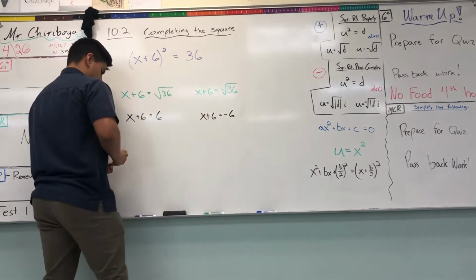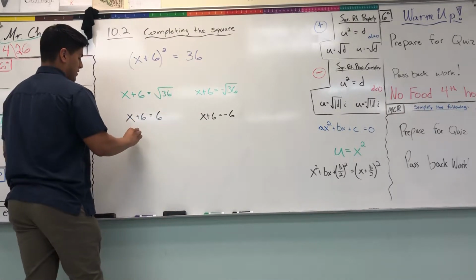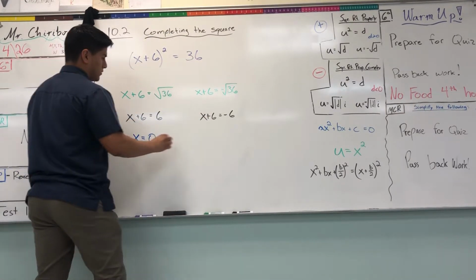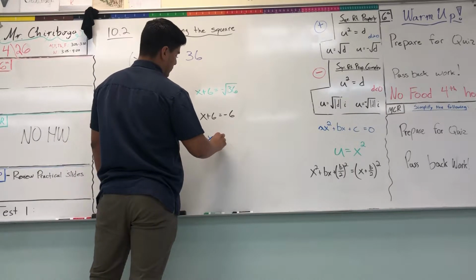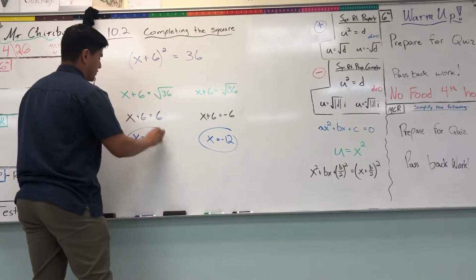So we just subtract 6 from both sides. x will equal 0, and x will equal negative 12. Now have we solved? Yes. Now we're done.